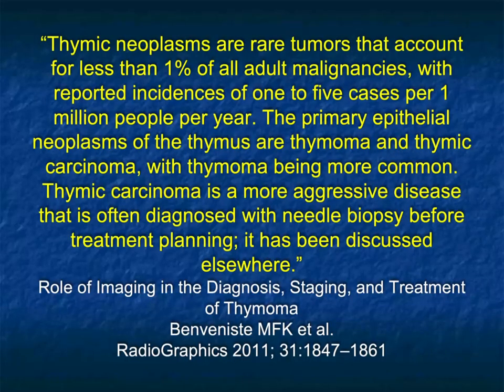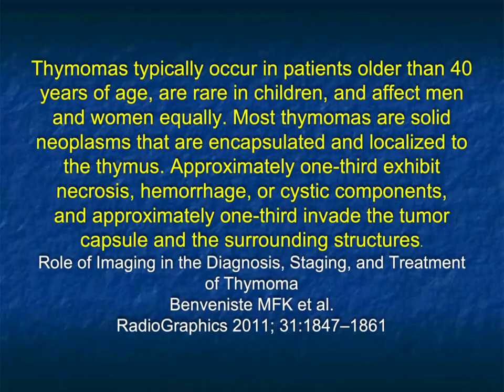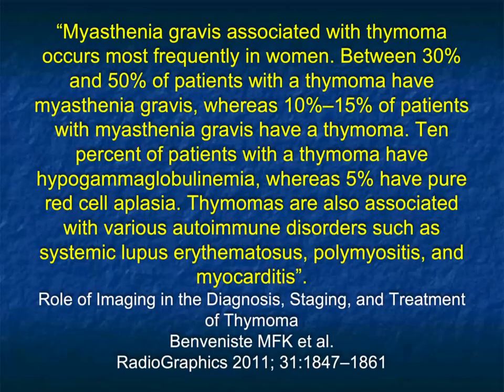The primary epithelial neoplasms of the thymus, including thymoma and thymic carcinoma, are the two main lesions. Thymic carcinomas tend to be more aggressive, but it's still a very uncommon tumor in the scheme of things. And again, age does help. It's usually an older patient, usually 40 to 60, and not going to be seen in children.